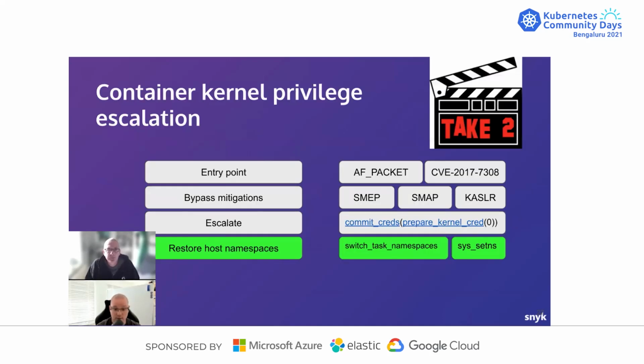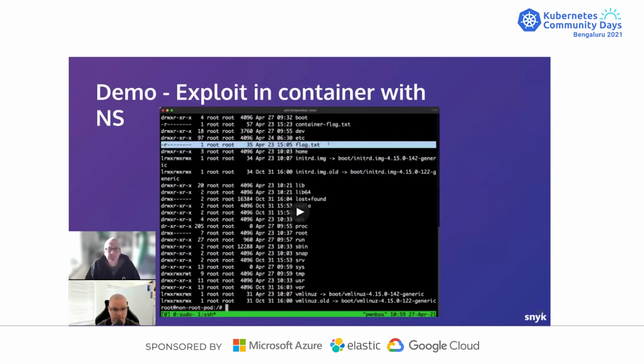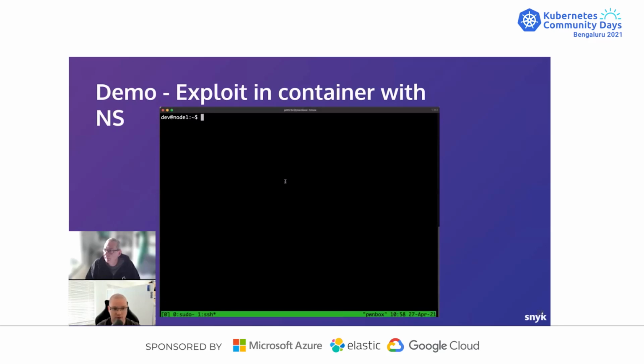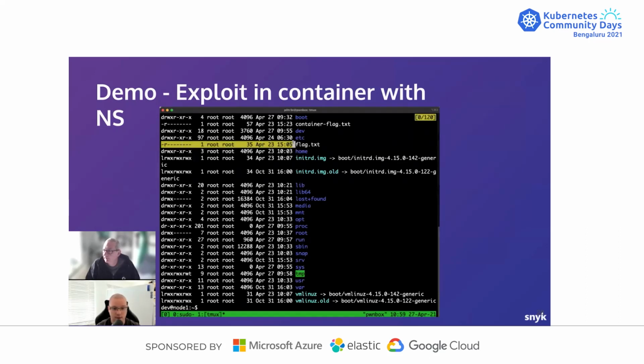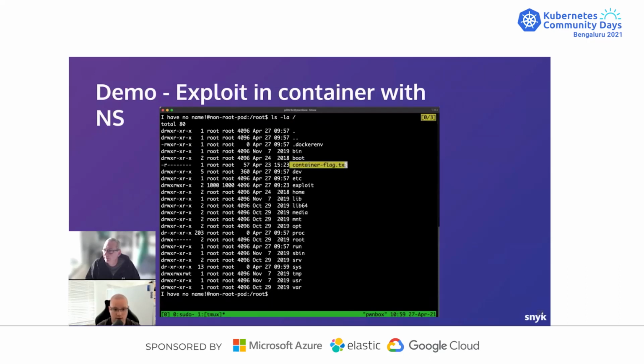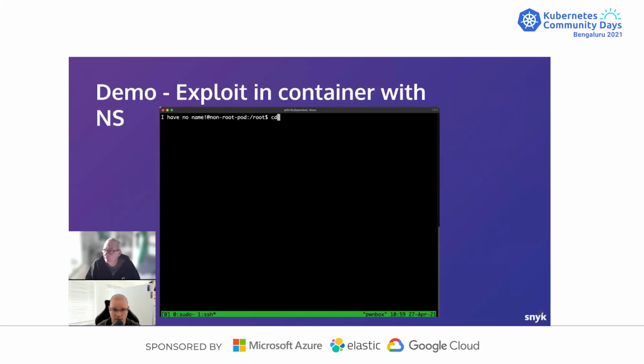So our take 2 improves on our exploit by adding this step to restore the host namespaces in order to gain more privilege within our container. Let's see how this works in action. We're going to reuse the same pod that we used before. We're showing that on the host, we've placed 2 files, flag and container flag.txt. We cannot access them from the host because we don't have the permissions. We're now going to execute a bash shell within our pod again. We see that on the file system, we only see one file now, so we're definitely in a container.